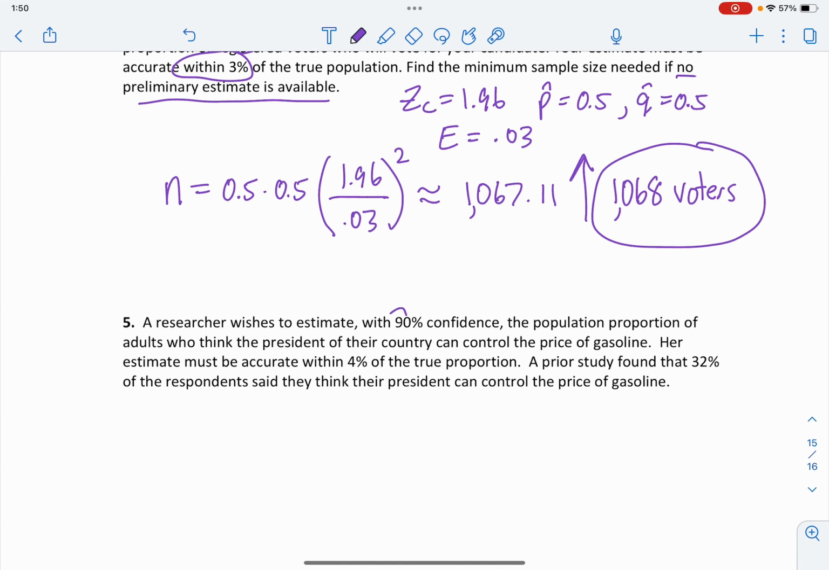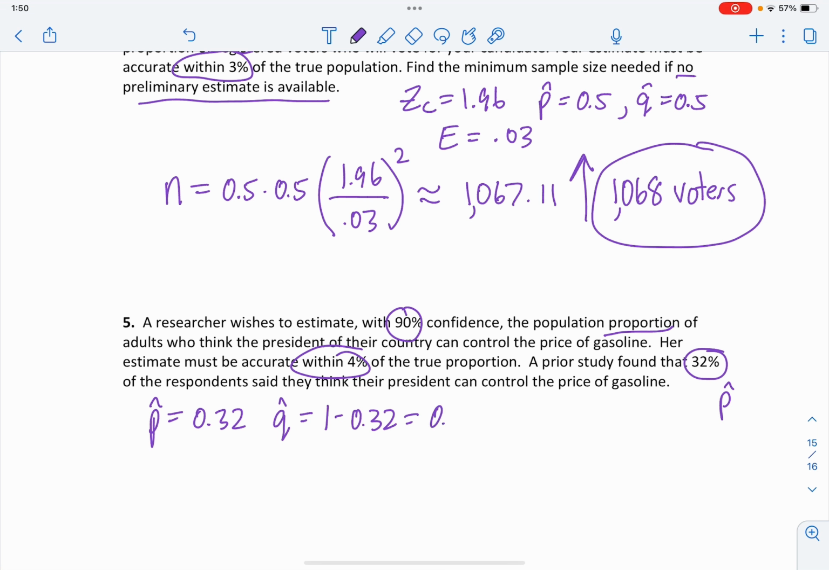We've got 90% confidence, proportion, within 4% margin of error, prior study, 32%, p hat. Okay, so p hat is 0.32, q hat is 1 minus that, 0.68. c is 0.9, which leads us to the zc little table. I'm going to go back and look. Oh yeah, I know that one: 1.645.